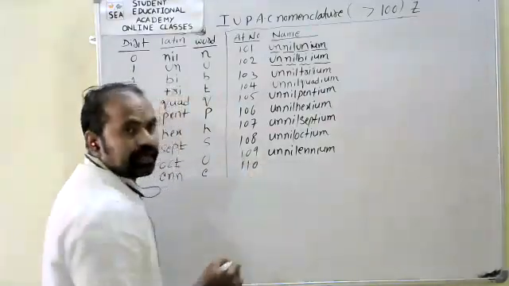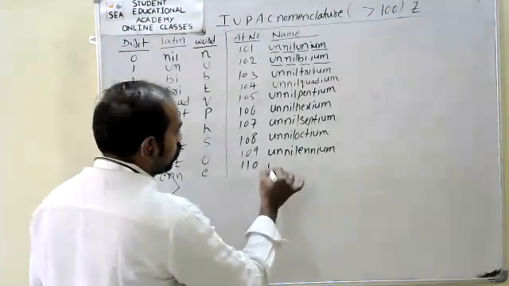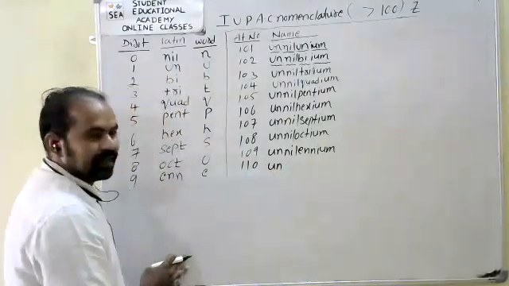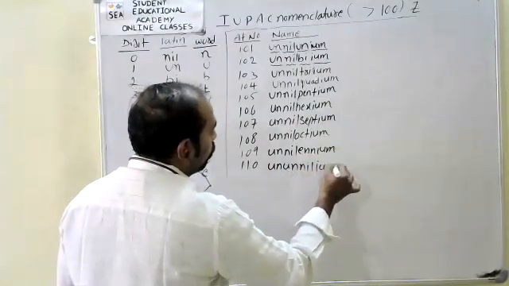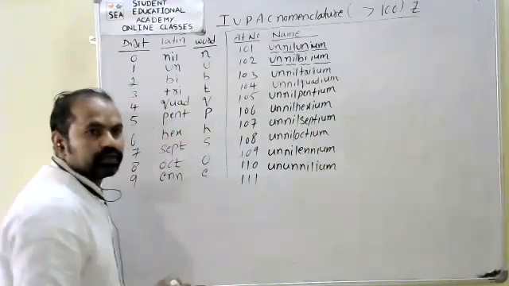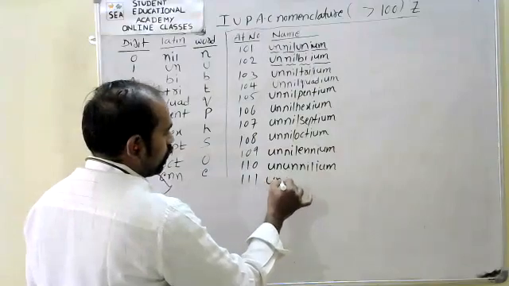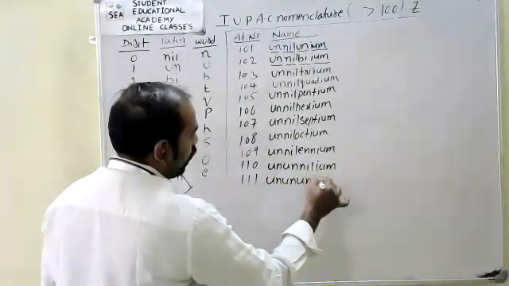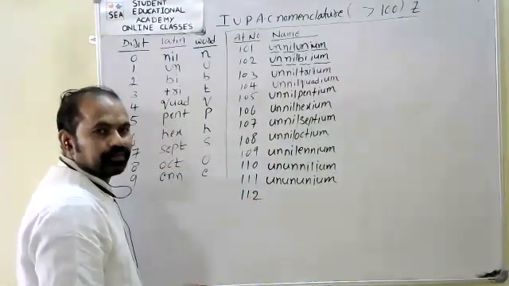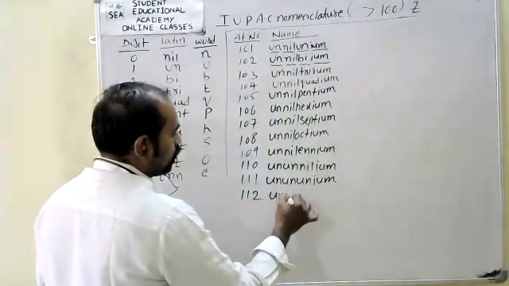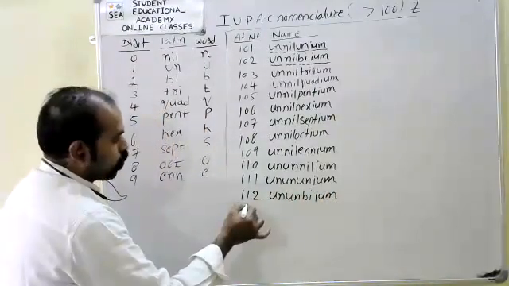110: Un un nilium. Okay, 111: Un un unium. 112: Un un bium. Okay, and so on.